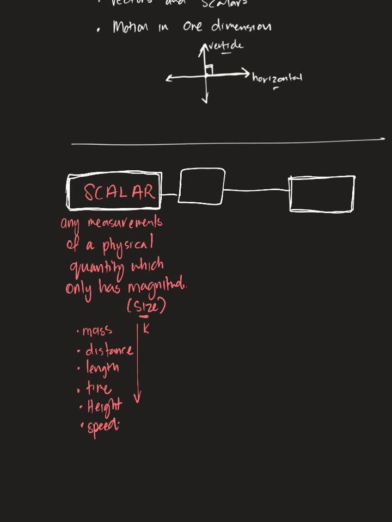So I know that mass is going to be in kilograms. Distance is always in meters. Length is always in centimeters. Time is in seconds. Height, always in centimeters. Speed is in meters per second. So what I'm looking at here is the SI units over there. I want you to think about it like this.